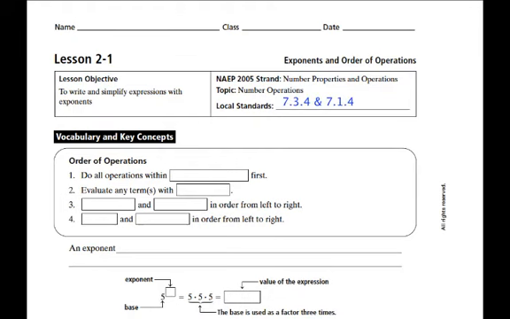Today's lesson is exponents and order of operations. Our Indiana Academic Standard is 7.3.4 and 7.1.4. This is a quick review of order of operations. Remember to do all the operations within parentheses first, evaluate any terms with exponents second, third, multiply and divide in order from left to right, and finally, add and subtract in order from left to right.